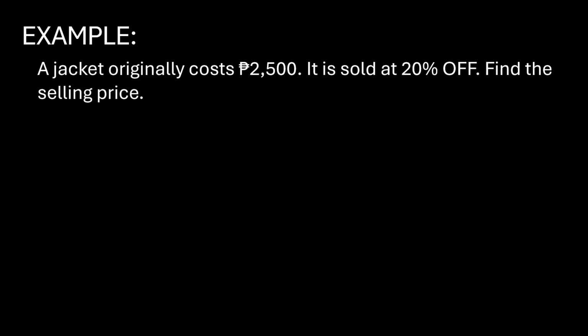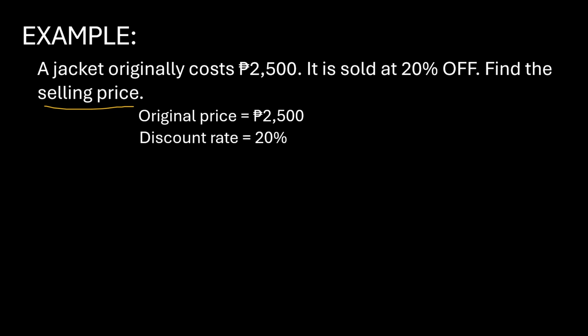Let's solve this problem. A jacket originally cost 2,500 pesos. It is sold at 20% off. Find the selling price. Let's identify the given. The original price is 2,500 pesos. The discount rate is 20%. The problem asks for the selling price.